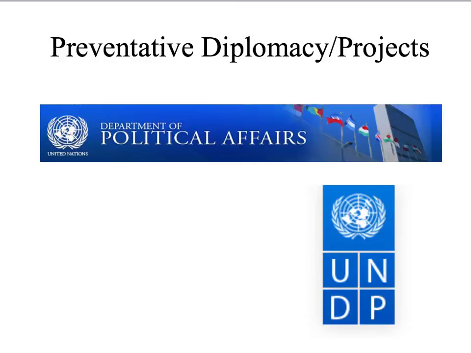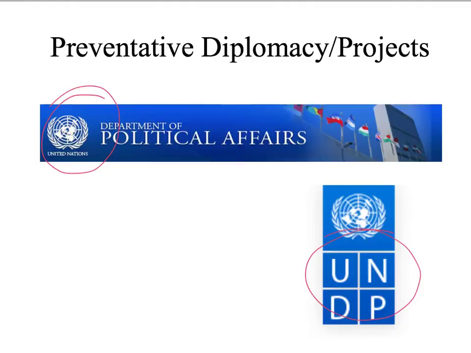Now, the other aspect of UN peacekeeping is preventative diplomacy or projects. And I've highlighted a couple of departments or subgroups of the UN here. The first one is the Department of Political Affairs. And the second one down here is the UN Development Programme. Now, these agencies tackle the roots of the conflict, not necessarily the acts of violence that are the result of the conflict. So they're trying to tackle the roots of the conflict before conflict actually kicks off.